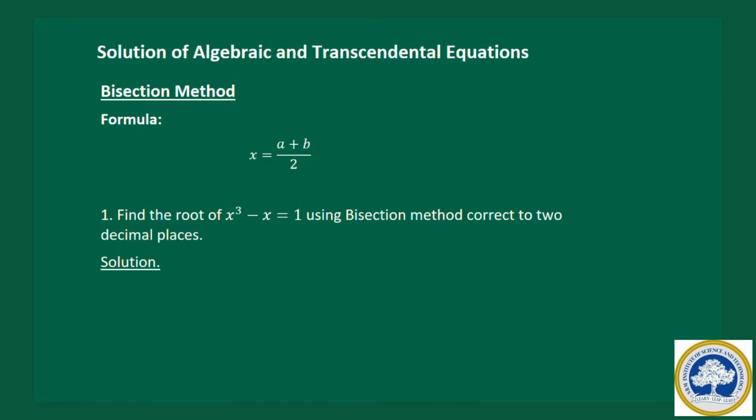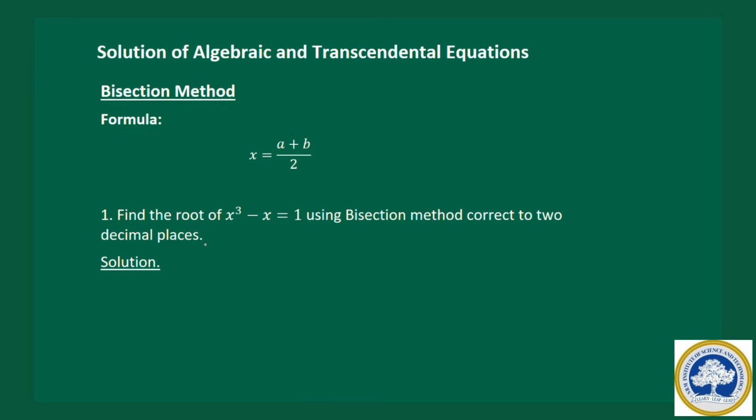In this video, let us see how to solve algebraic or transcendental equation using bisection method. For bisection method, the formula is x is equal to (a plus b) by 2. So let us consider the problem. Find the root of x cube minus x is equal to 1 using bisection method correct to two decimal places.